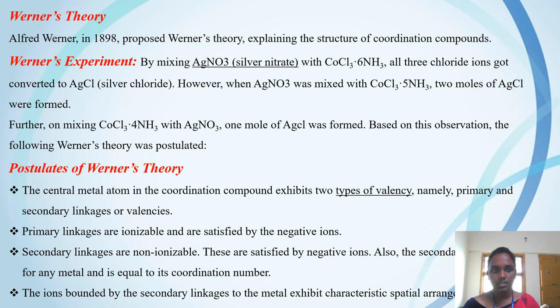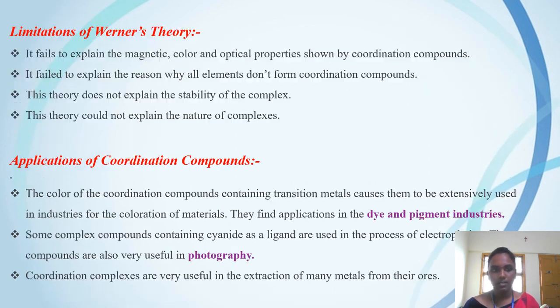And next is Werner's theory. Werner proposed a theory in 1898. The postulates of this theory are: the central metal atom in a coordination compound exhibits two types of valencies. They are named the primary valency and the secondary valency.